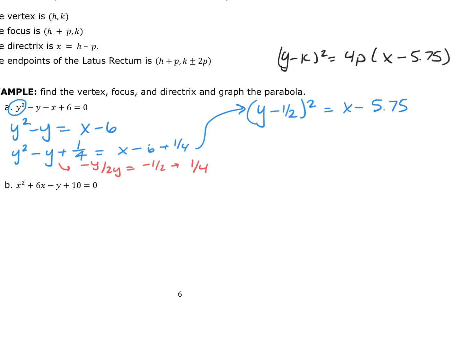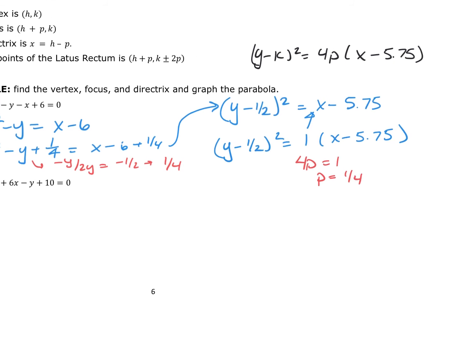Now, if you remember when we were doing transformations of graphs and we said, wait a minute, that coefficient on x is not one, I need to factor something out. Well, the coefficient is 1. So I'm going to just rewrite this as y minus 1/2, the quantity squared, is equal to 1 times x minus 5.75. And the reason I'm doing that is so that I can clearly see that 4p will equal 1. That means p is equal to 1/4.